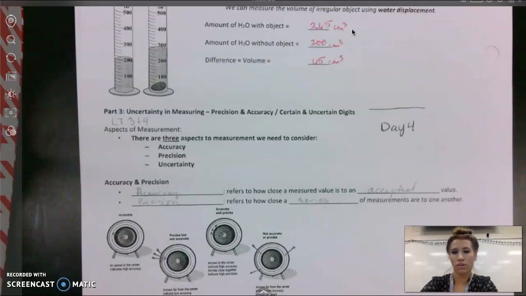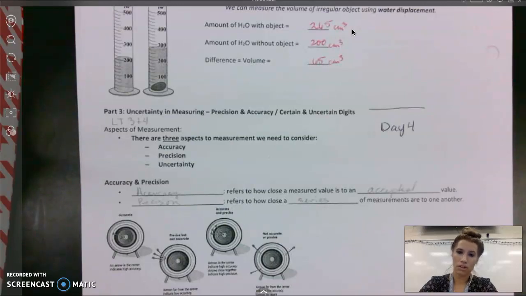Accuracy is how close a measurement is to a known value. So if we know that the density of water is 1.0 grams per milliliter, and then I do measurements, and from those measurements I calculate that the density of water is 1.1 grams per milliliter, that was a fairly accurate calculation. I was relatively close to the known value.